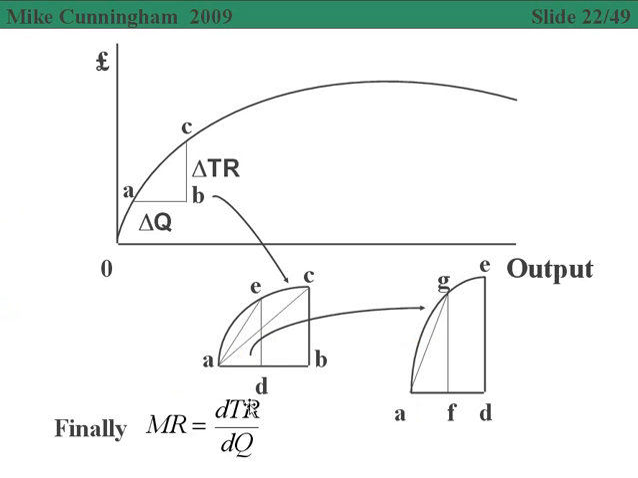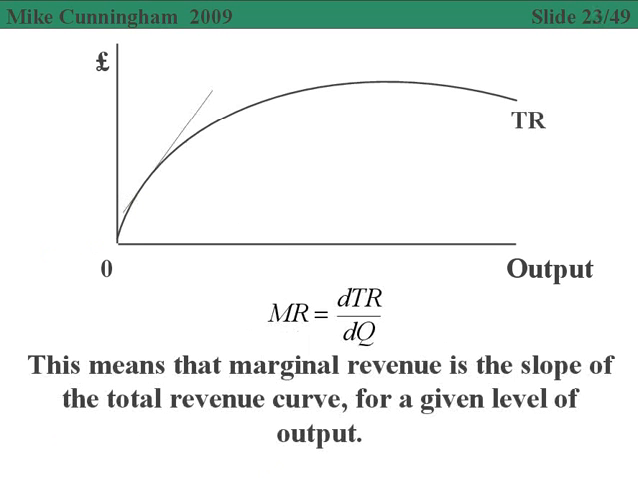So marginal revenue is the change in total revenue divided by the change in quantity. So it's DTR by DQ, as we say in mathematics. If we take the change in quantity to be very, very small here, we're really talking about a tangent at the point. The marginal revenue is the slope of the total revenue curve for a given level of output. So if I just draw a tangent in here, that's what we're talking about. The slope of the tangent at that point is the marginal revenue.